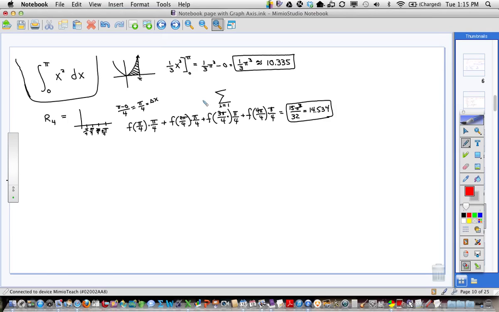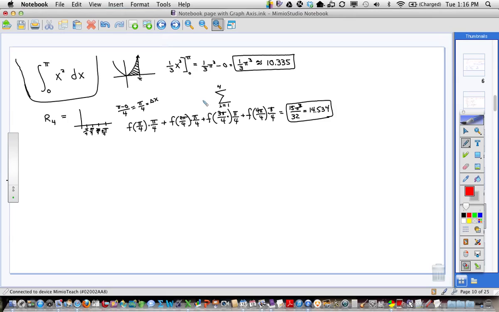No, 1 to 4. Because remember, the sigma is about how many things you are adding up. That's what that top number is. How many are we adding up here? 4. We're adding up 4 things: this, plus this, plus this, plus this. So the 0 and pi in the integral are different than the 1 and the 4 here. That's the things you're adding up.